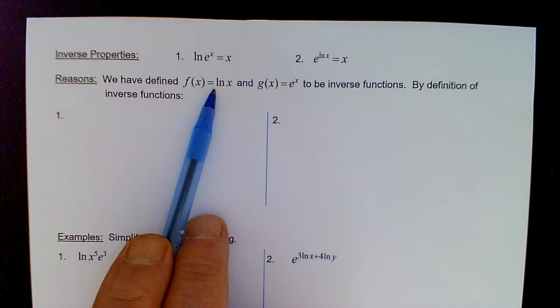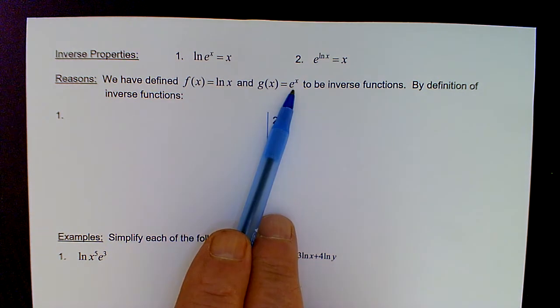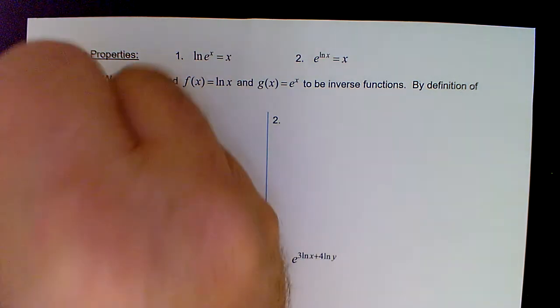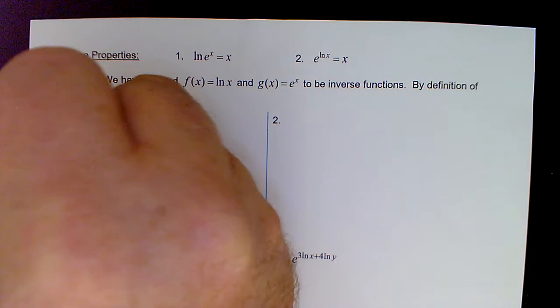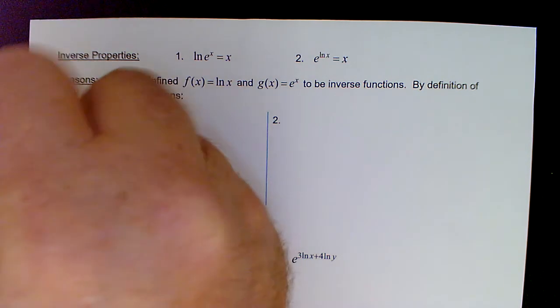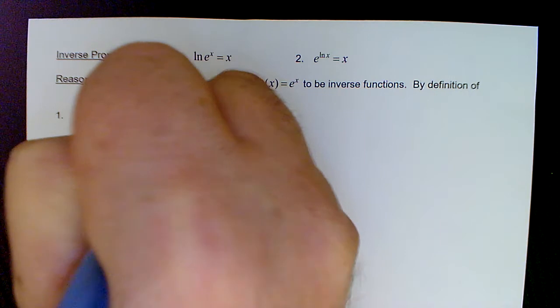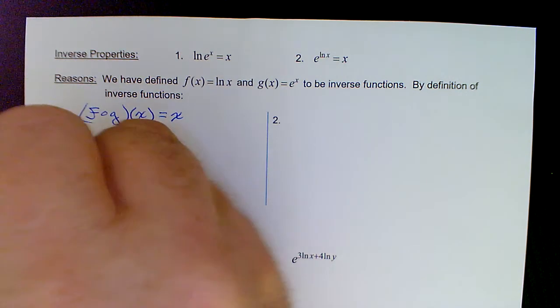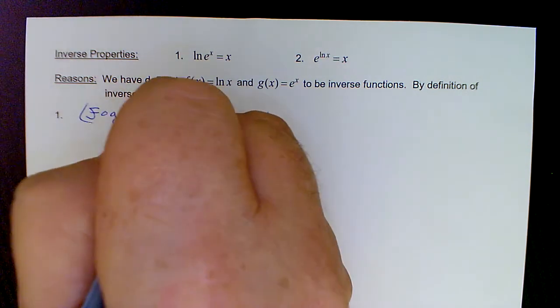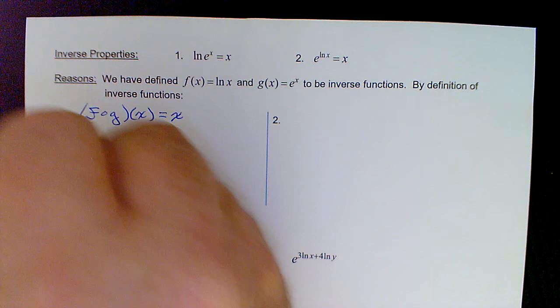We've defined natural log of x and e to the x to be inverses. By definition of inverses, one was that f composed with g of x had to be equal to x. And so here let's calculate what the left-hand side is. We know the right-hand side has to equal x.